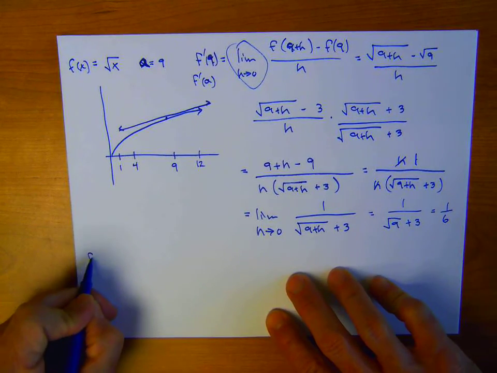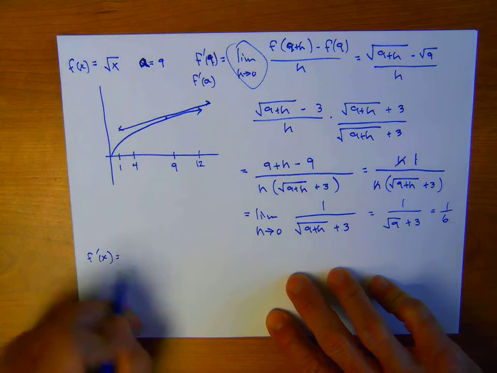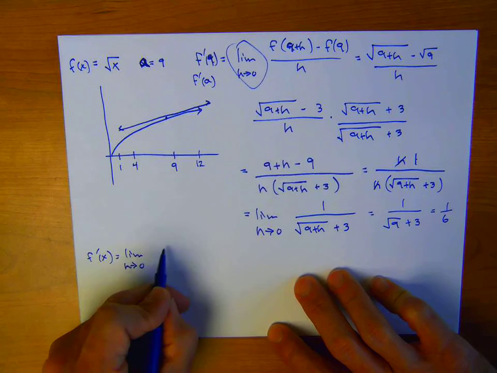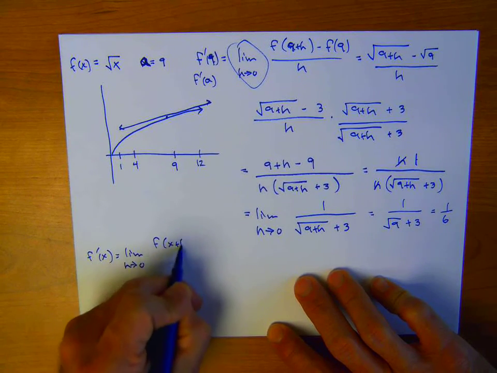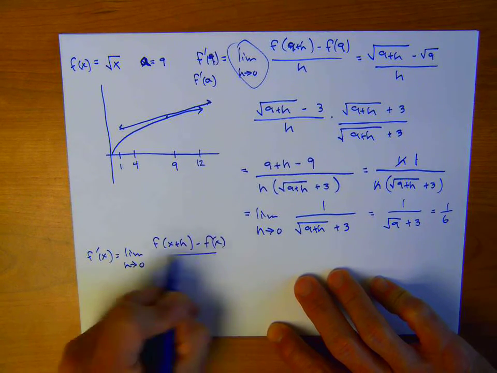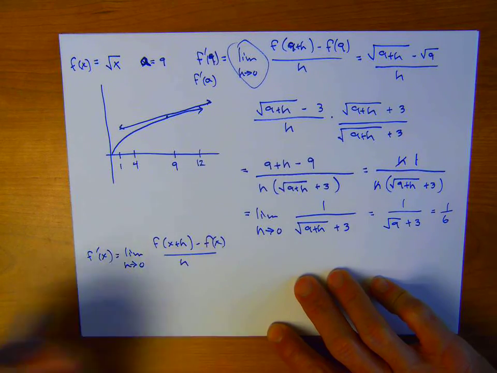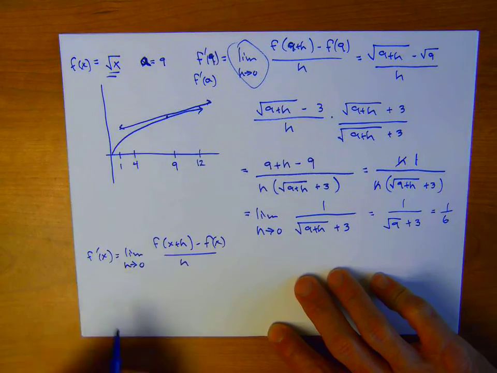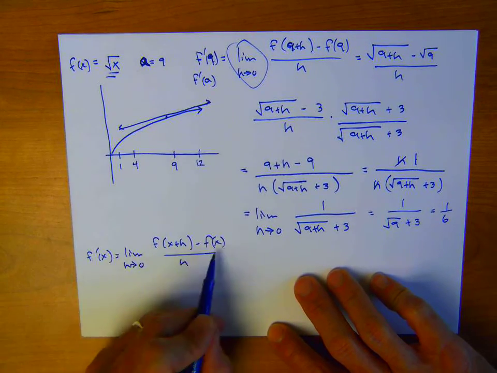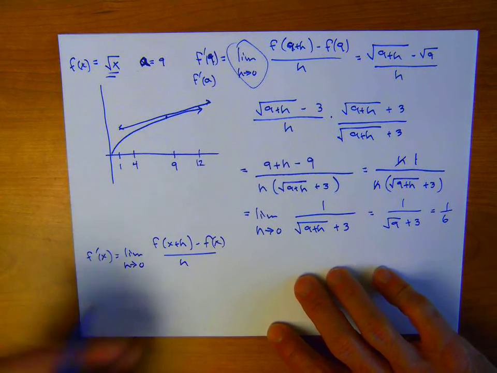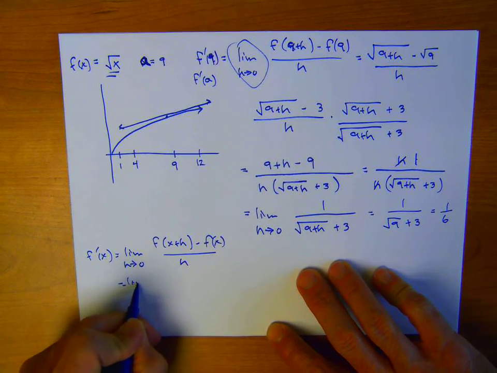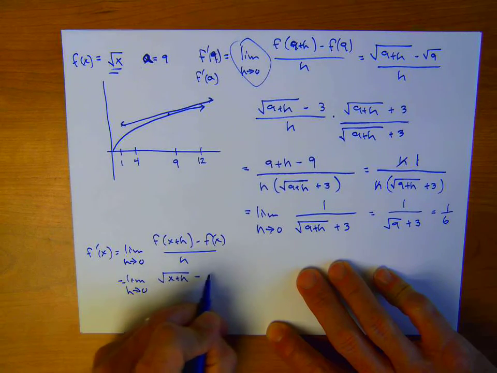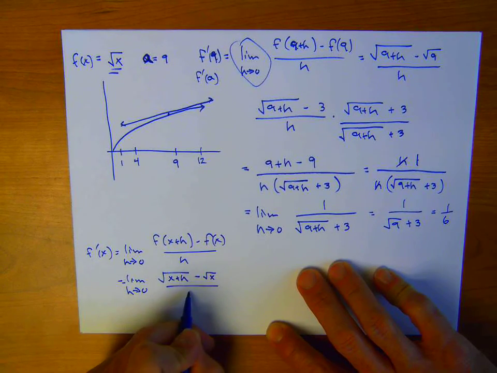So f prime of x is going to be the limit as h goes to 0 of f of x plus h minus f of x over h. Now the only thing that I have that's specific is f. f is square root of x. There is not going to be any a here because I'm looking at any x value. So this is going to give me the limit as h goes to 0 of the square root of x plus h minus the square root of x over h.